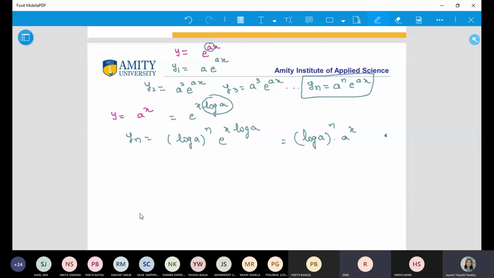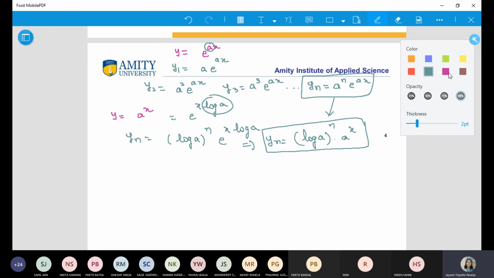Ma'am, we have to do it for log a also, no? Log a is a variable or constant? Tell me that. Constant, it will be. Okay, ma'am. Got that? So this is your third formula. And actually it is derived directly from the second formula. Okay.